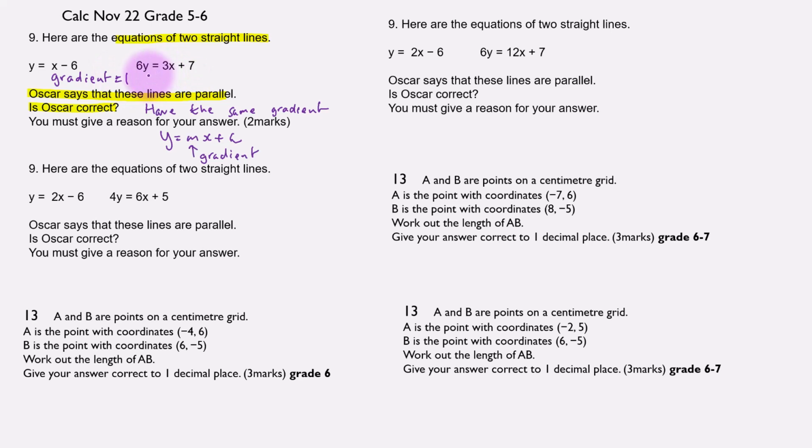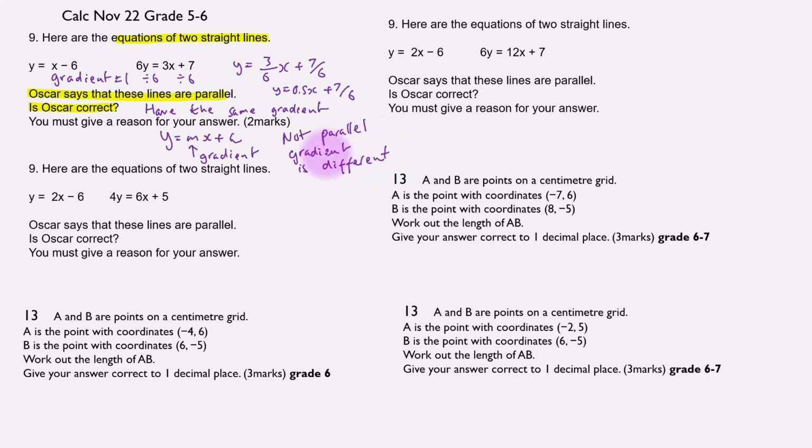Now that is not in the form of y equals mx plus c, but if we divide both sides by 6, we're going to get y equals 3 over 6x plus 7 over 6, because you divide each term by 6. Now we know 3 over 6 is a half, so that becomes 0.5x plus 7 over 6. You must give a reason for no, so not parallel. Gradient is different.